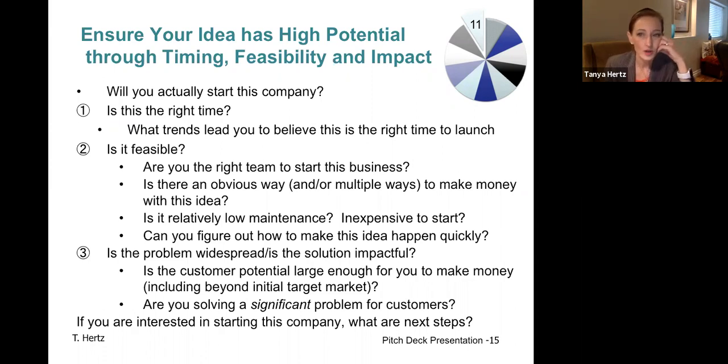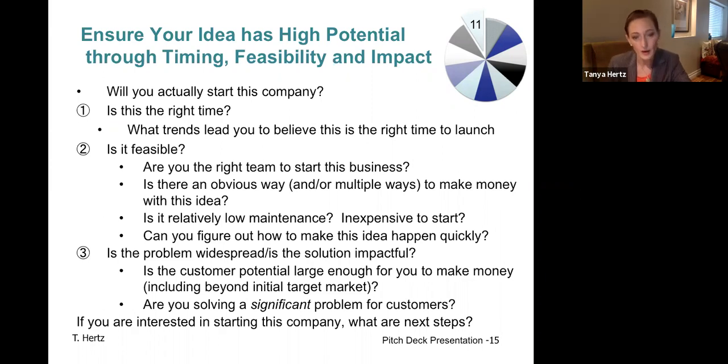If the answer to those is no, that doesn't mean that you have to scrap the idea entirely. I've been doing this for a long time, and I have seen so many people just pivot, right? Change their idea a little bit, go back to the drawing board, and come up with a way that they can get their idea to market quickly, because that's the goal. And then they are able to make it happen.